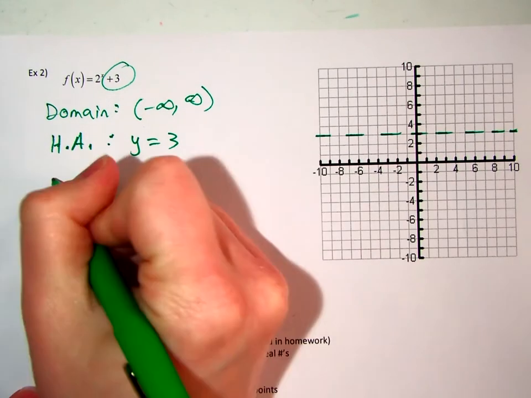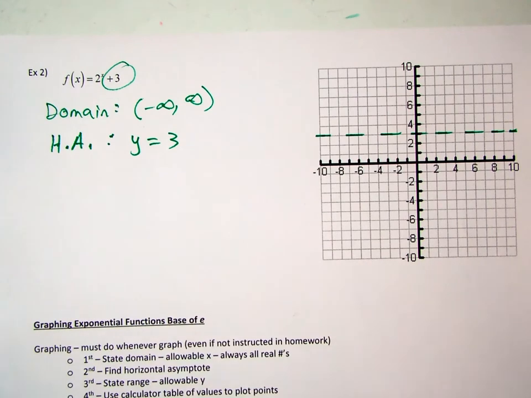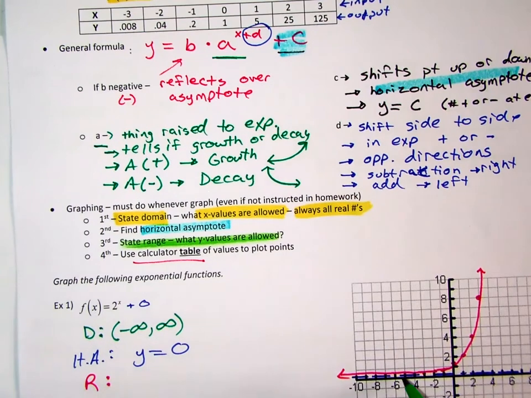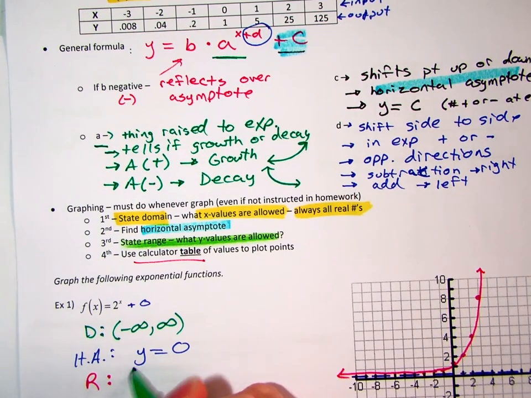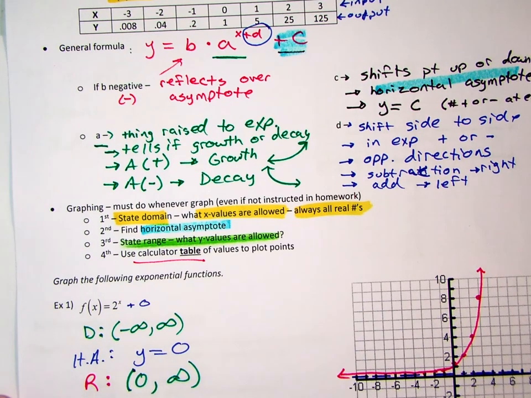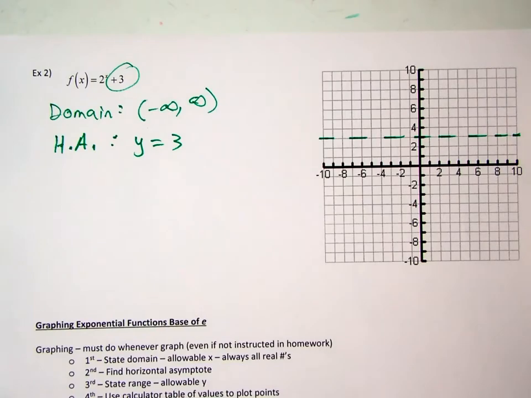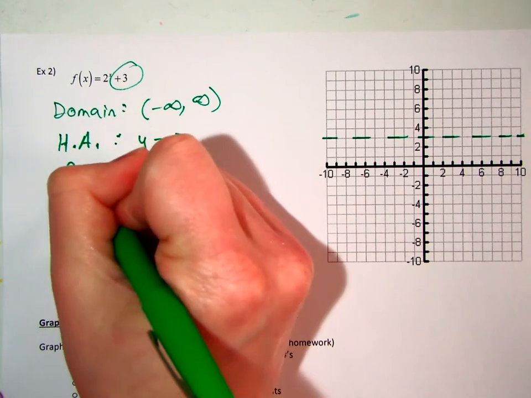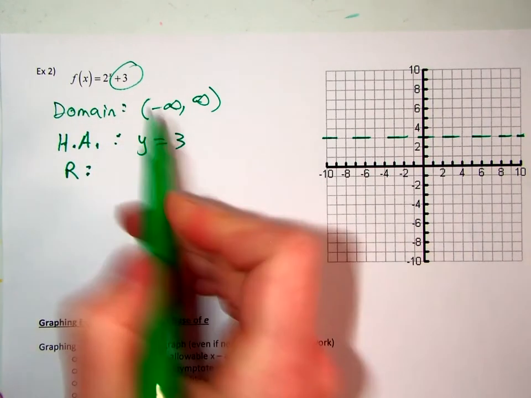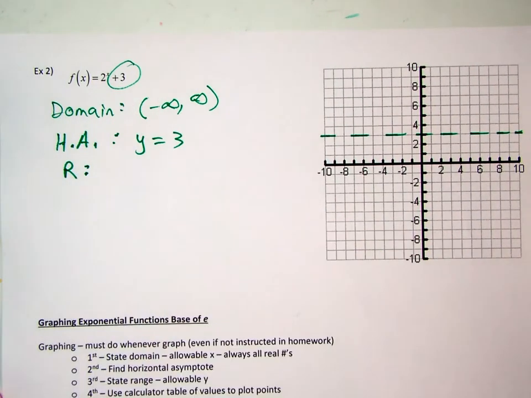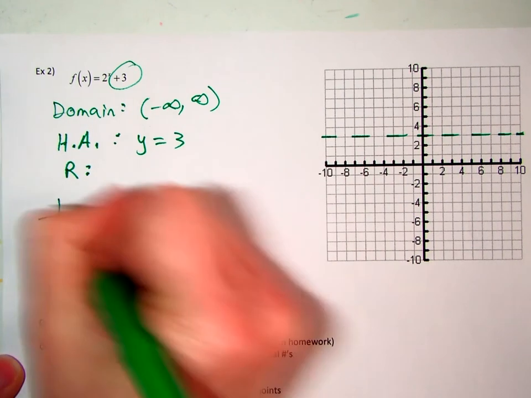Okay, then we're going to do, oh, I forgot to do range on my other one. I forgot to go back and do range. So range was from 0, never touching 0, but getting close. So it's from 0 to infinity here, because we got close to 0 without touching it, and it kept going up. So my range here will actually more than likely be from 3 to something, but let's wait and see based on our XY table.